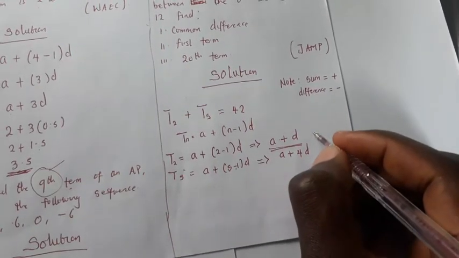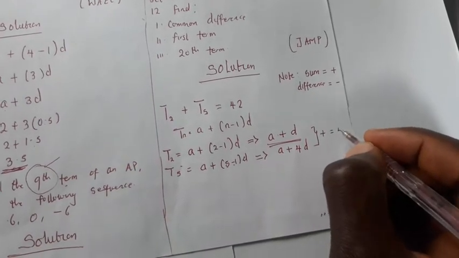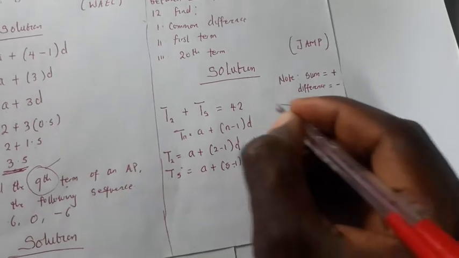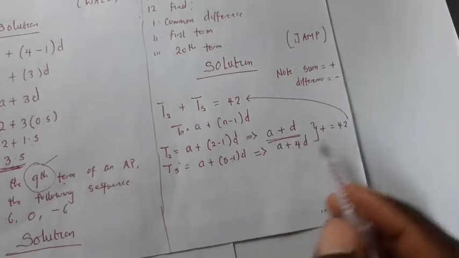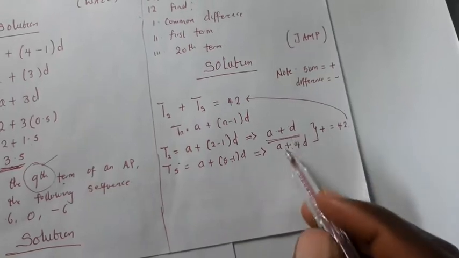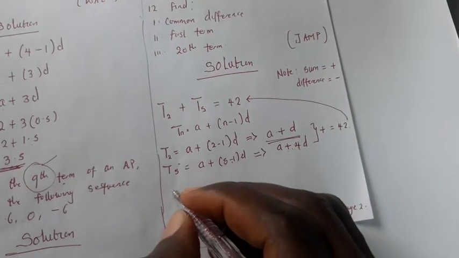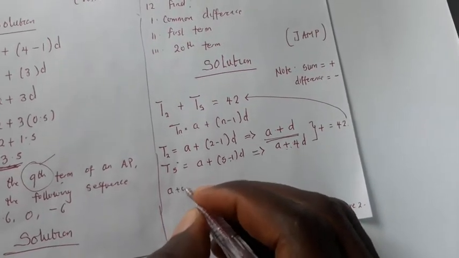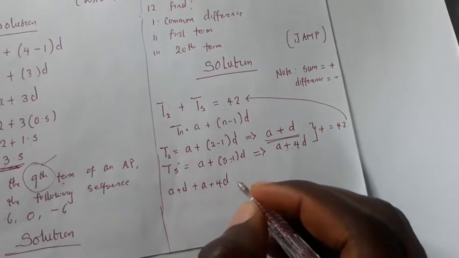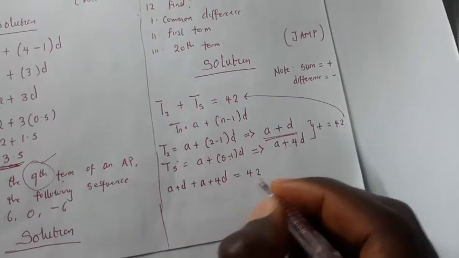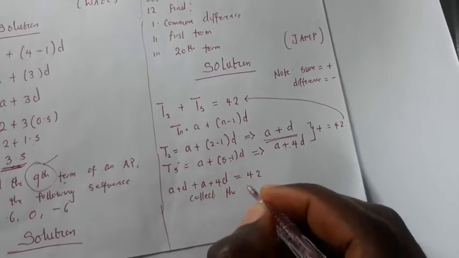These two, now, the sum is equals to 42. That's what this question states. Sum of these two is equals to 42. So let us add A plus D plus A plus 4D together. We have A plus D plus A plus 4D is equals to 42. Collecting the like terms, collect the like terms.